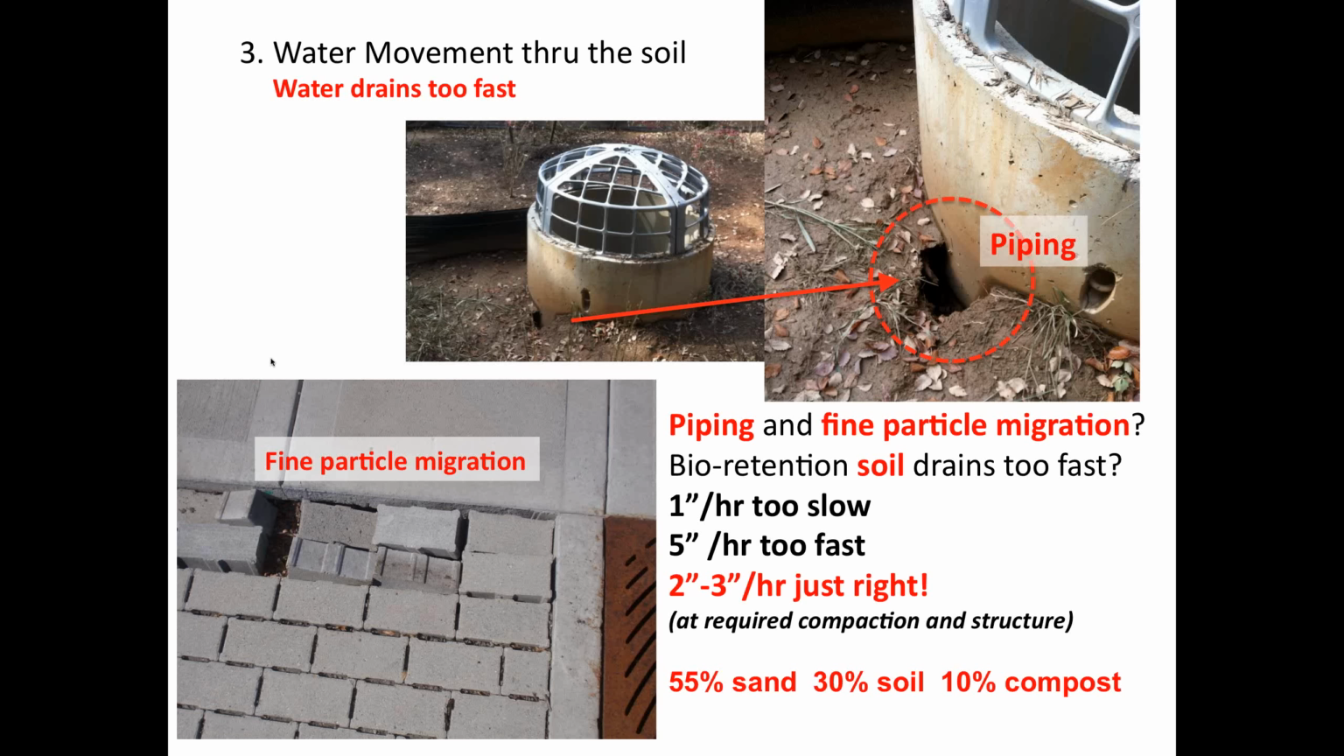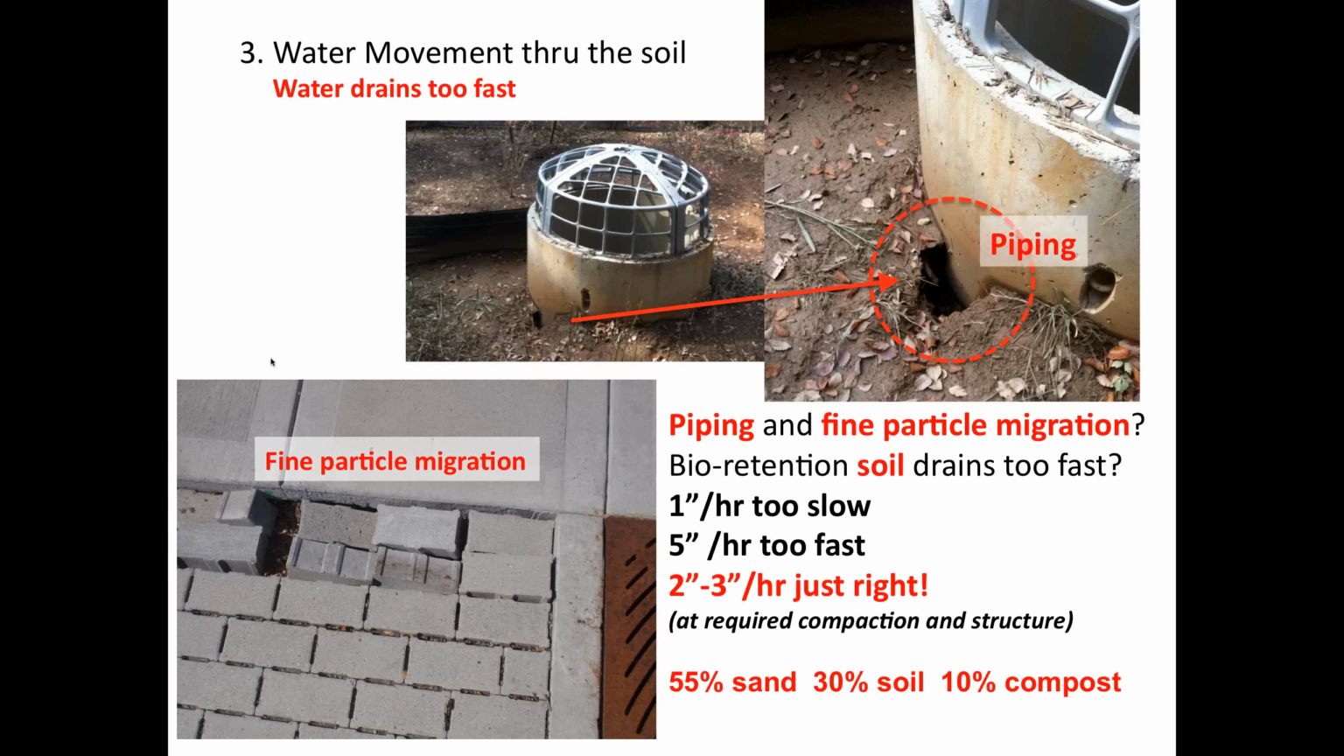So here's some pavers where the water was moving at such a velocity that it actually lifted and washed out all of their bedding material. So what is too fast and what is too slow? We've found that 5 inches an hour for our soil, when it's compacted to about 85%, is too fast. It's not doing very much for us.